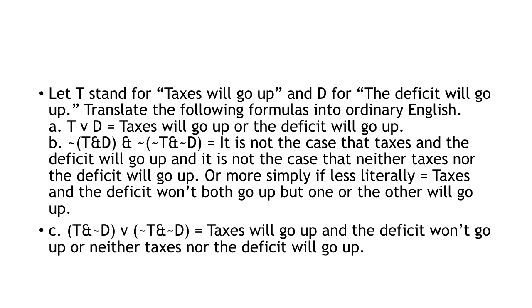The very wordy, very literal translation of this, probably the better one for our purposes, is it is not the case that taxes and the deficit will both go up. Because that's what the first one's saying. These two aren't going to happen together. The second one is saying it is not the case that neither taxes nor the deficit will go up. It says it's not the case that not taxes and not deficit going up, right?